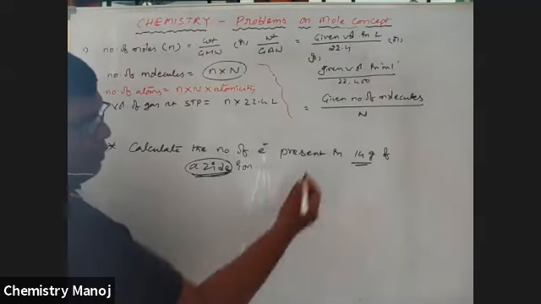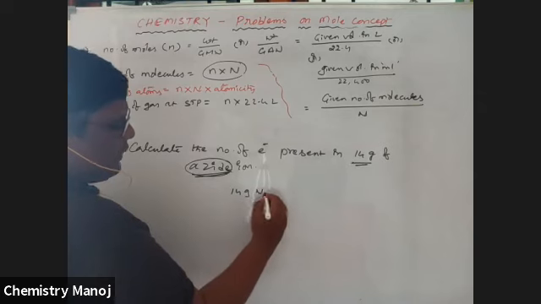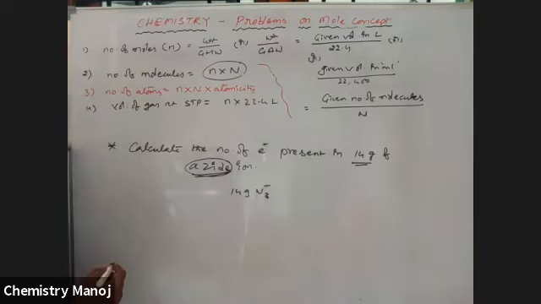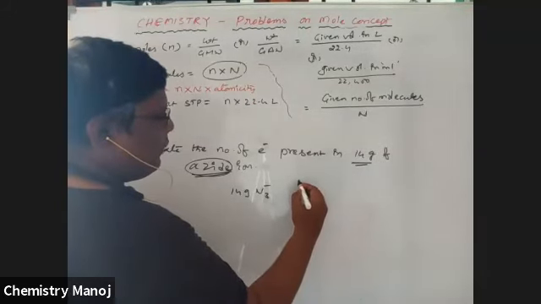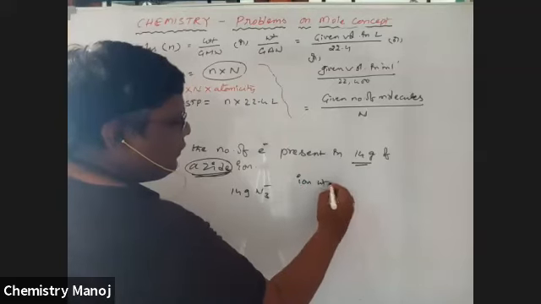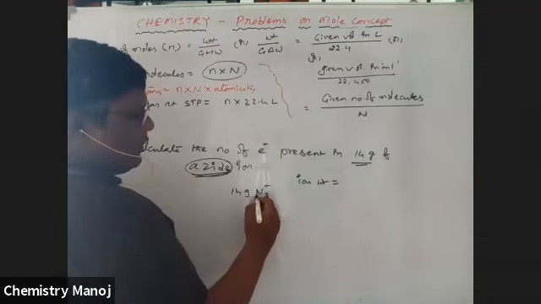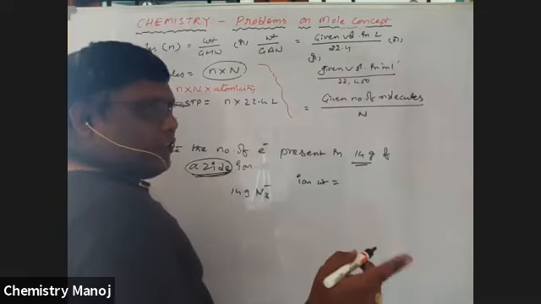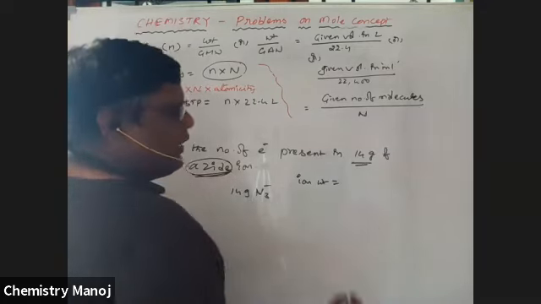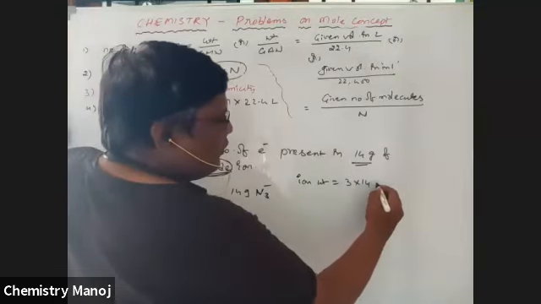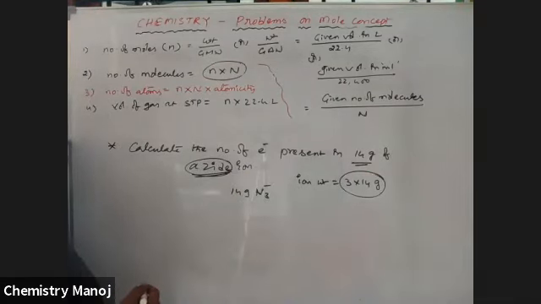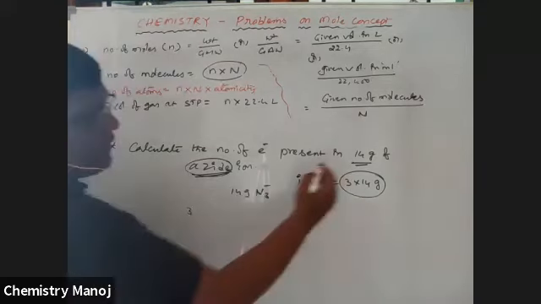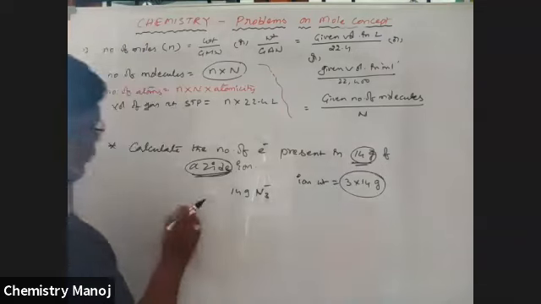Now here, 14 grams azide ion. So we know ionic weight is equal to 3 nitrogen atoms. Each nitrogen has atomic weight 14. 3 into 14 grams is the ionic weight. That is the weight by which we divide. How much weight is given to you? 14 grams. Now I am going to use this formula.